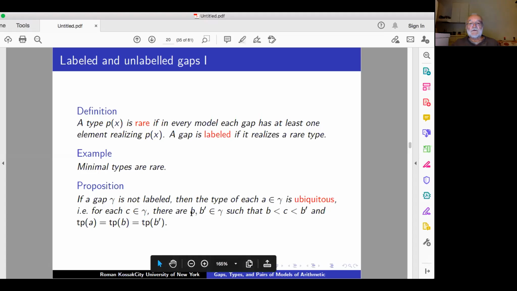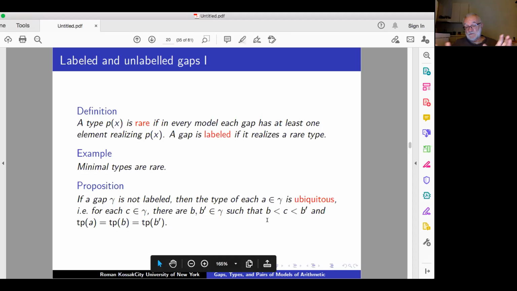And ubiquitous means that the type is realized arbitrarily high and arbitrarily low in the model. It's just realized all over the gap. And so you have this dichotomy: either a gap is rare and it cannot have any ubiquitous types, or the type of every element is ubiquitous. So this is this dichotomy.